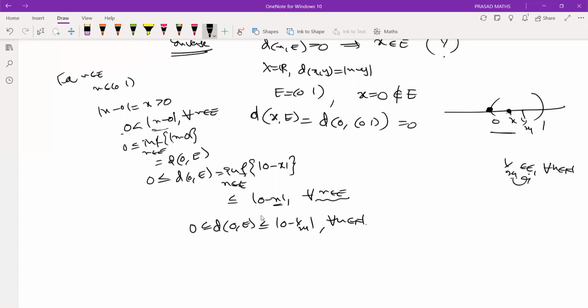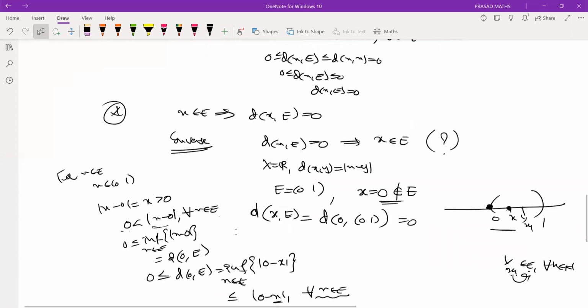Letting n tend to infinity, by the sandwich theorem, this is always less than or equal to something that tends to 0. So the distance between x and E equals 0. Therefore, the distance between 0 and E is 0, whereas my point should not be in the set. So the converse of this may not be true. Is it clear?